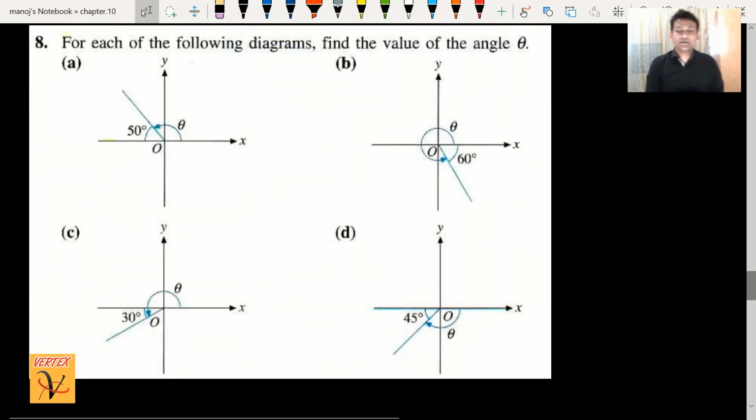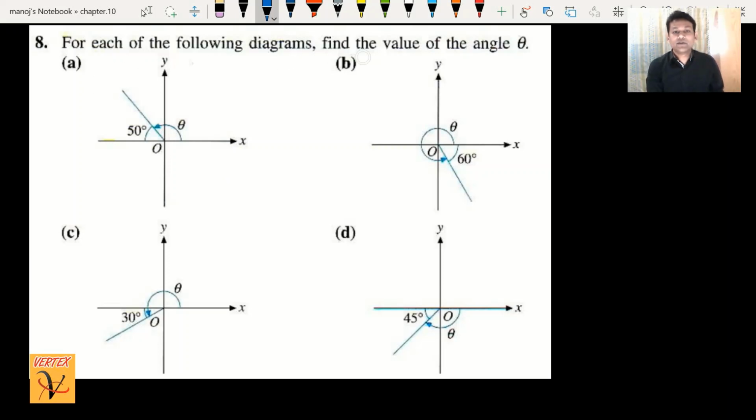Okay, interesting. What we're doing here, in part A, is to find the value of the angle theta. I have done the first quadrant, both the relation between the basic angle and the general angle. In the first quadrant, I have made the formula: theta is always equal to alpha.